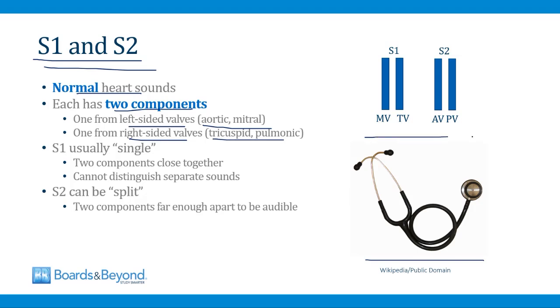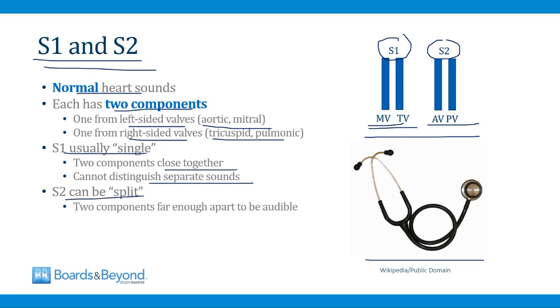If you look at the top right side of the screen here, the first heart sound, S1, is made by the mitral and tricuspid valves closing when the right and left ventricles contract during systole. The second heart sound, S2, occurs because of sound made when the aortic valve and pulmonic valve close. Sometimes you can hear with your ear the two components of each heart sound, other times you cannot. S1 is usually single. The two components, the mitral valve and the tricuspid valve closure, are usually close together, not separated by much time, so it's often very hard to distinguish the two separate sounds with your ear.